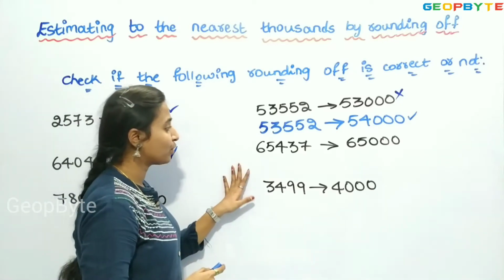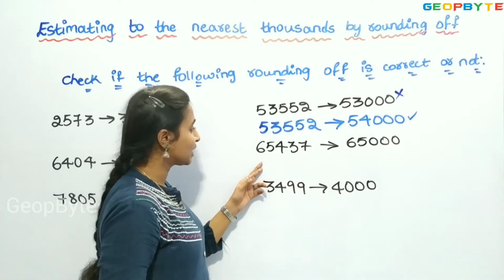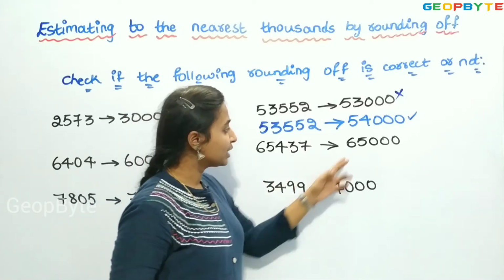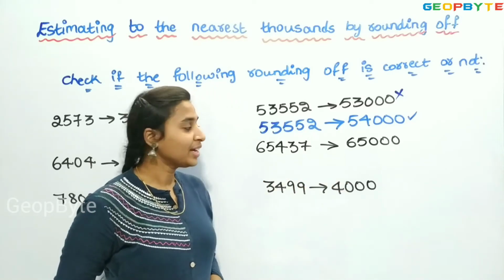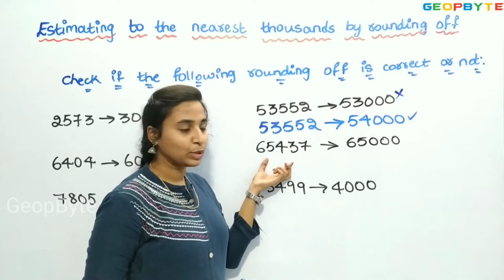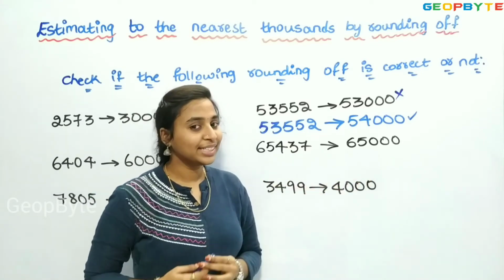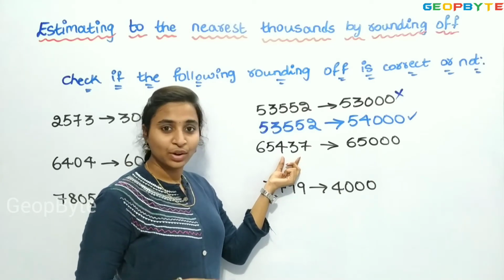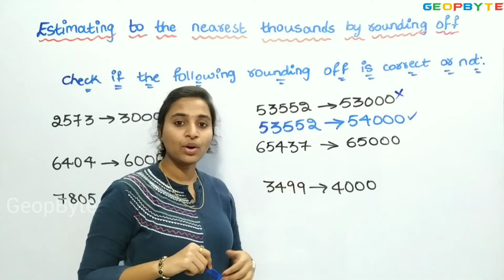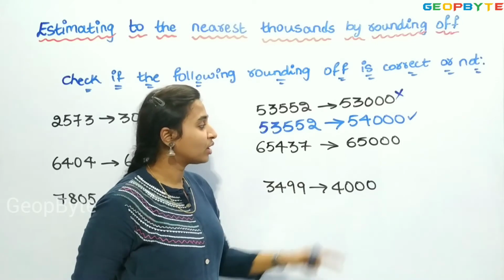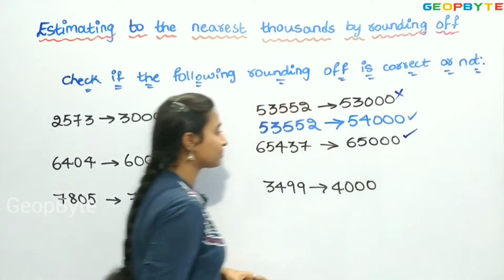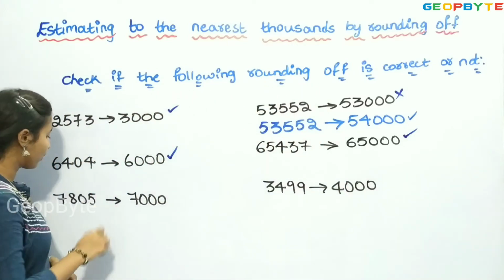Now let us see the fourth one. We have 65,437 rounded off to 65,000. This number lies in between 65,000 and 66,000. We have 437 here. 437 is below 500, so it belongs to 65,000 only. It is correct.